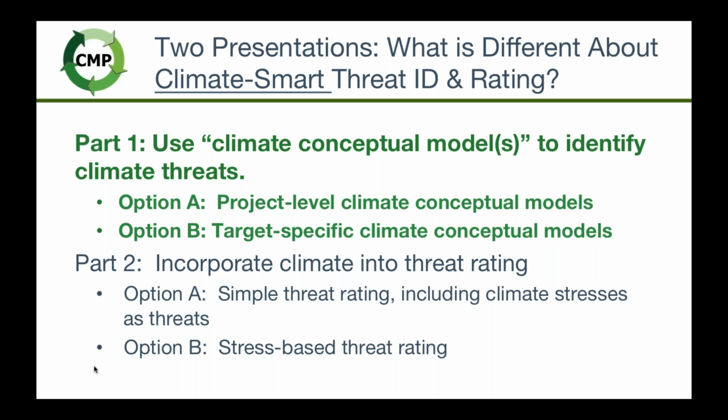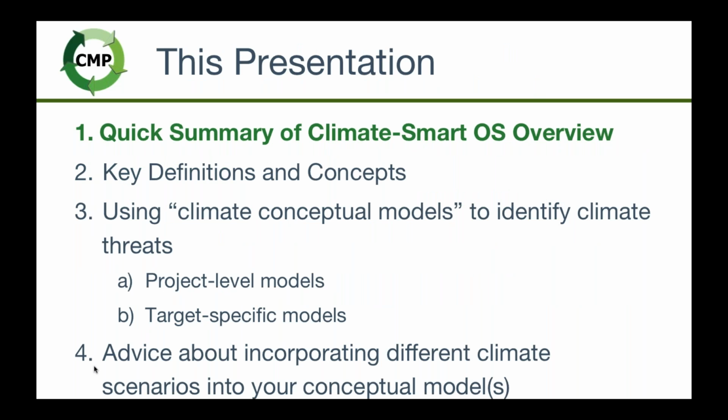So we cover, as part one, using what we're currently calling climate conceptual models to identify climate threats along with your conventional threats. And you can do that at the project level, having a climate conceptual model for your whole project. And I'll show you some examples of those and how you incorporate the key elements of your climate conceptual model into your overall project conceptual model. Or if you're working with a team that's more detail oriented, you could do that target by target, with target-specific climate conceptual models. And I'll also show an example of that, but probably a little bit more briefly.